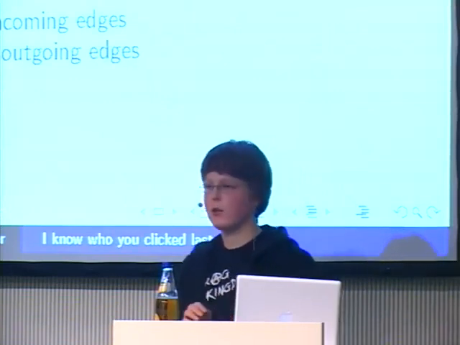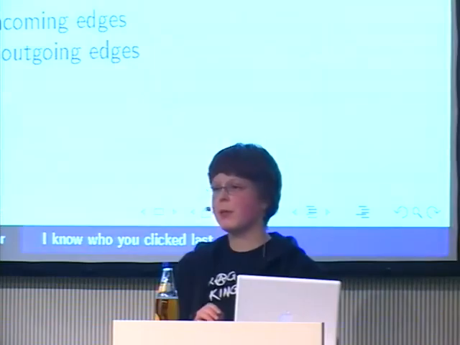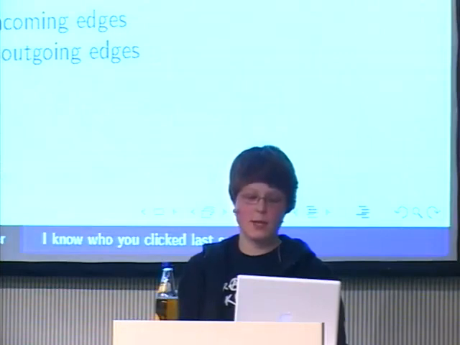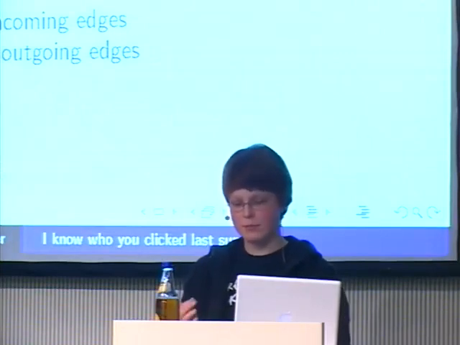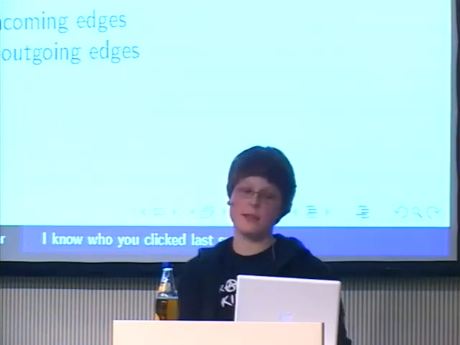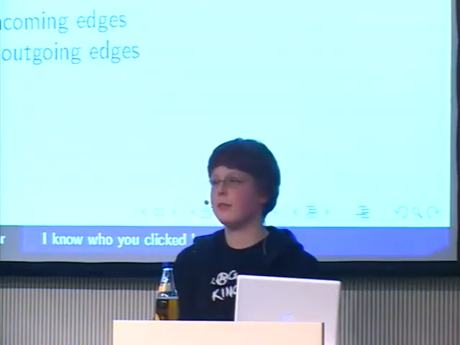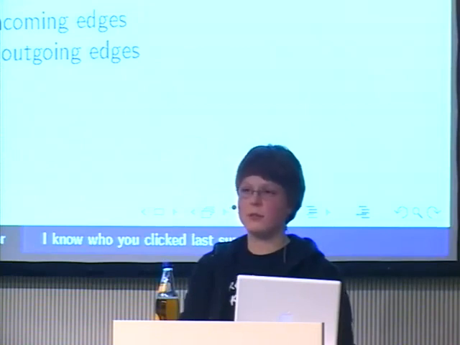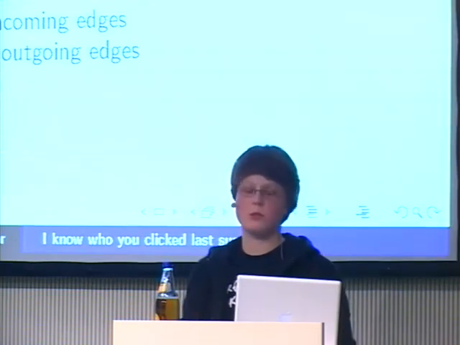The next measure is called degree. It's an actor measure, a measure for single nodes in the network. It's also very basic. It describes a kind of influence of the actor. In an undirected network, the degree is the number of edges which touch the node. So if you count all edges, that's the degree. You can normalize it by dividing by all edges possible to other actors, but it's your choice.